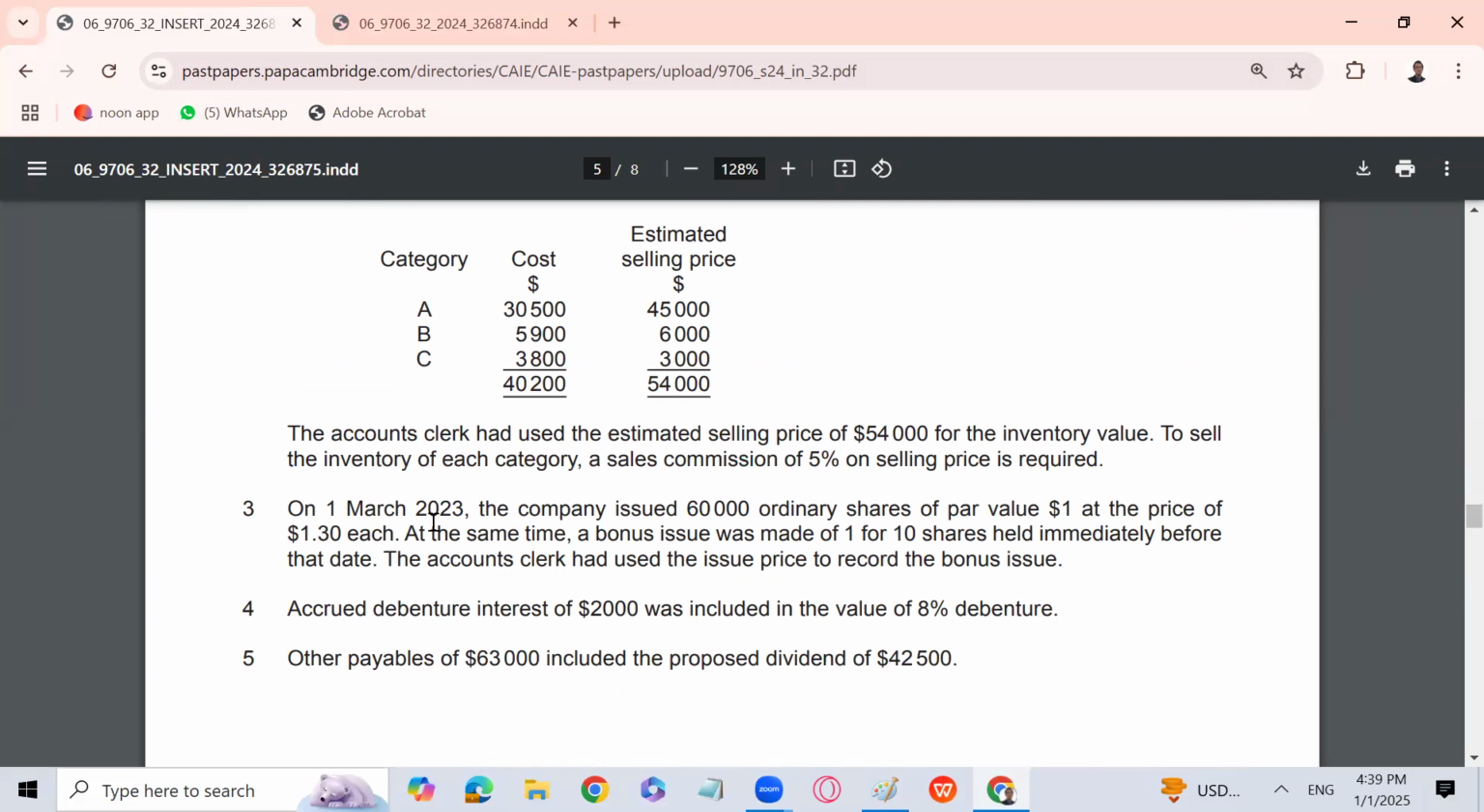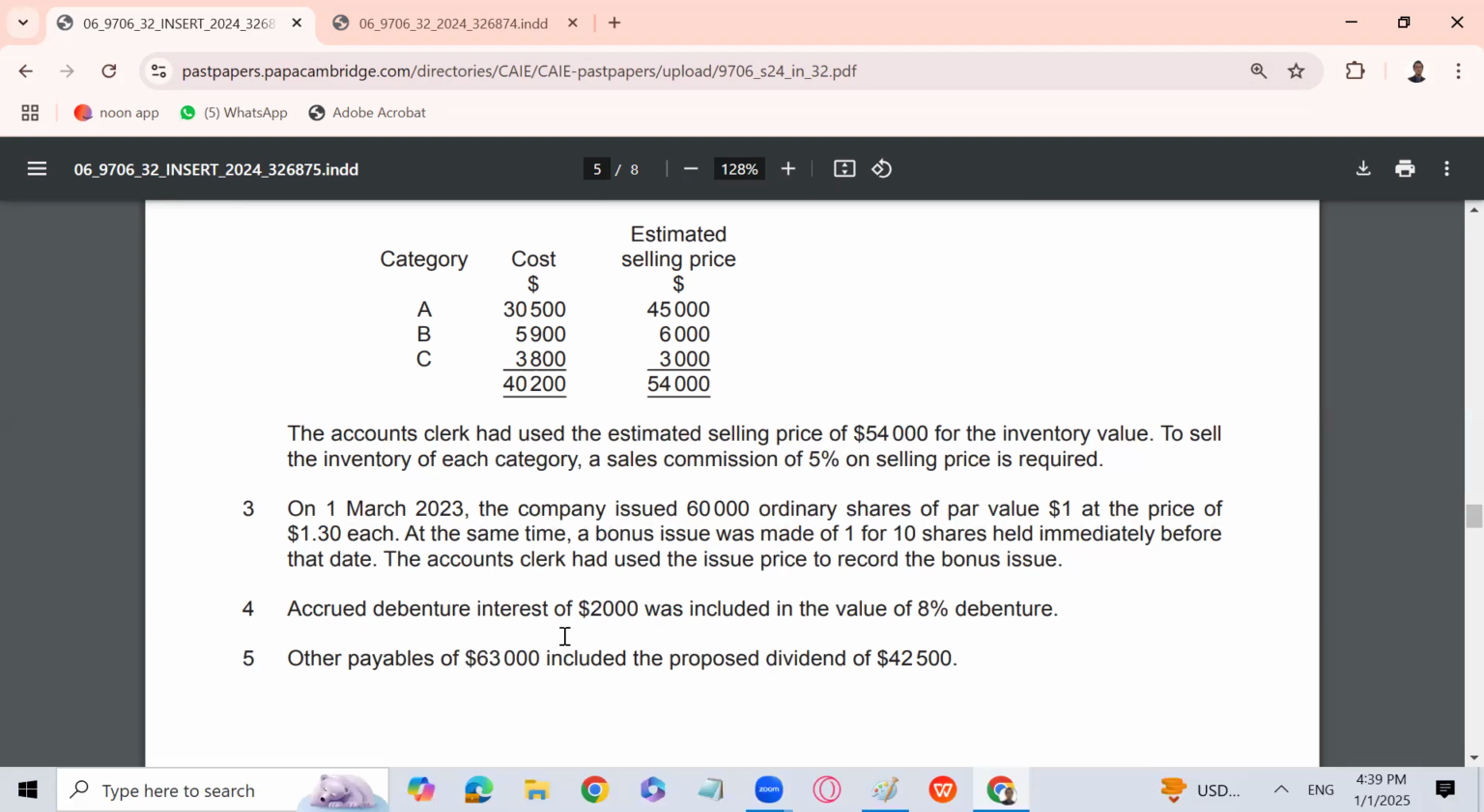On 1st March 2023, the company issued 60,000 ordinary shares of par value $1 at the price of 1.3 each. So it means there is premium. 60,000 into 1 is the share capital, but 60,000 into 0.3 is the share premium. At the same time, a bonus issue was made of 1 for 10 shares held immediately before that date. It means the bonus shares should not be issued on these 60,000 shares because they are issued before that date. The accounts clerk had used the issue price to record the bonus issue. But unfortunately, for bonus shares they have used the issue price of 1.3, which is wrong because bonus shares are always issued at par value, at face value.